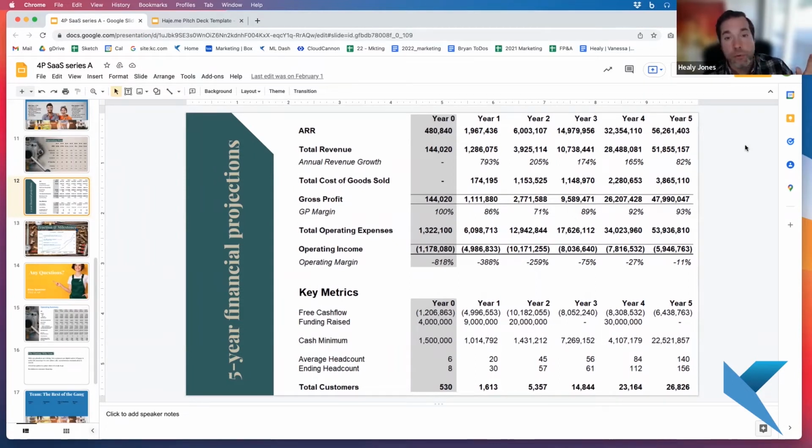I am looking at the 4 Ps one, which is an enterprise-style sales company. And this financial assumptions slide shows a lot of what I was just talking about. You can see we're showing KPIs like total customers and average headcount. Then you've got the ARR and revenue. I like to show both because they're slightly different numbers. That way the VC can do the math on the operating income and get to the cash flow. We're showing how much cash you're raising and where your cash low points are.